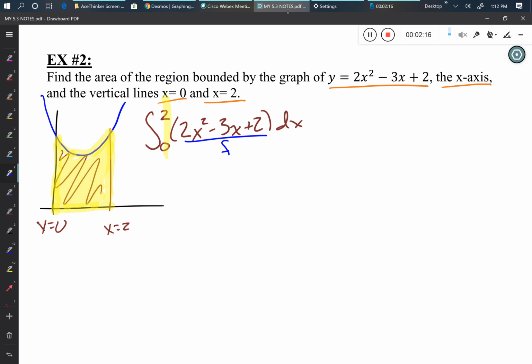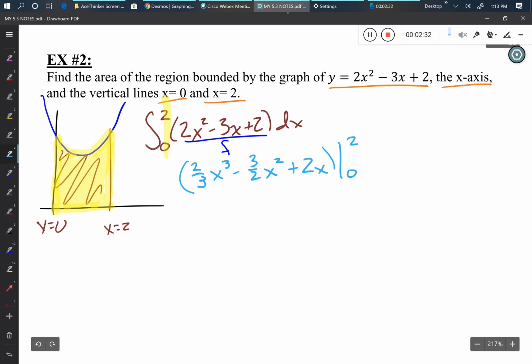Three terms, term by term. The antiderivative of the first term is 2/3 x cubed. The antiderivative of the second term is negative 3/2 x squared. The antiderivative of the third term is 2x. And this whole thing needs to be evaluated from 0 to 2. Now, I happen to love when one of my limits of integration is 0, because when I do the F of b minus F of a business, it's going to be minus F of 0.